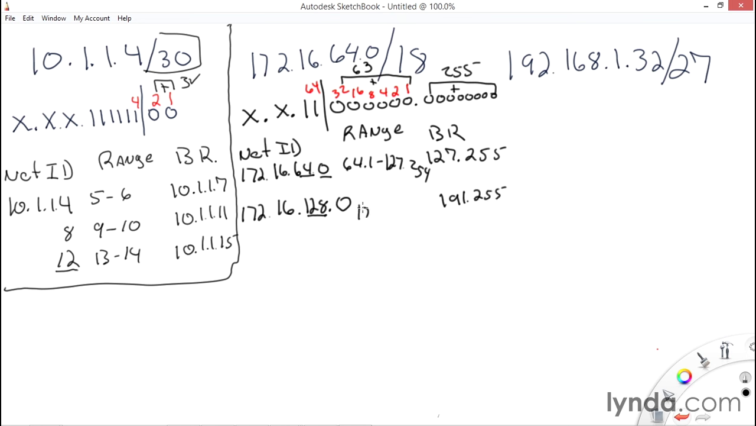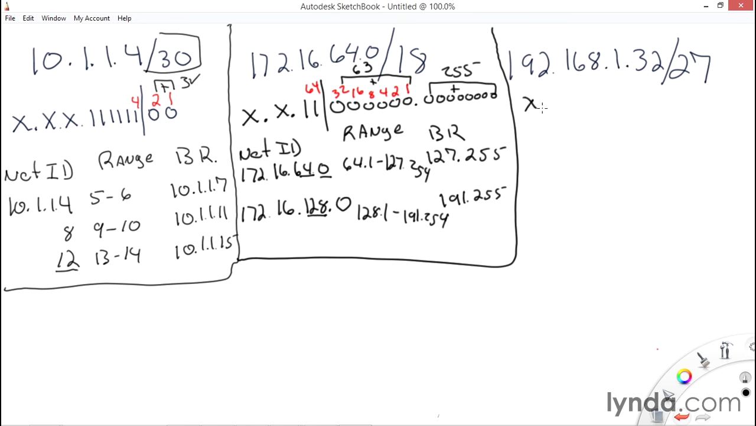So we got 128.1 through 191.254. The procedure doesn't change just because you went to a different octet. It's the same procedure. You just have to make sure you know whether you're working within the first, second, third, or fourth octet, so you can add the appropriate octets. Now, the last one is very simple. We're in the last octet, just like in the first one, but it's a class C address.